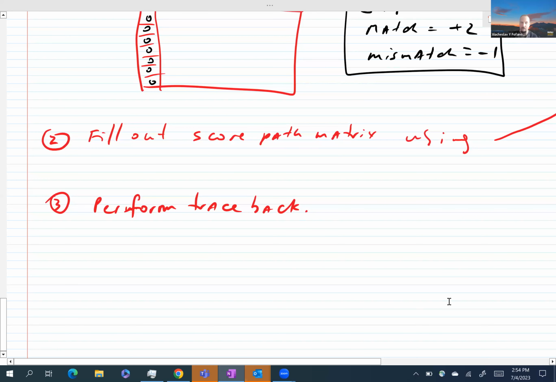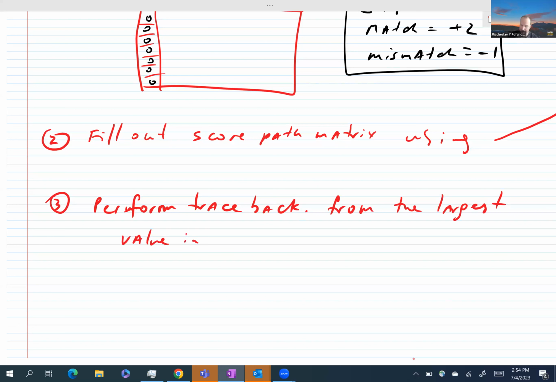So again, we're going to perform the traceback, but we're going to do that from the largest value in path matrix D.